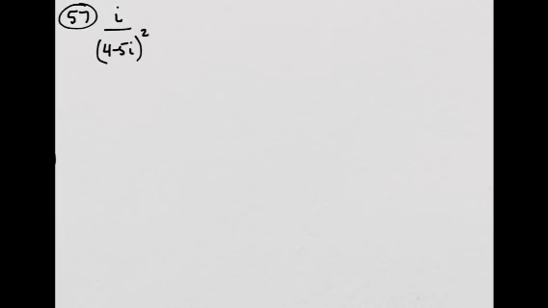So 57, before I can look for the conjugate of the denominator, I've got to simplify that denominator. So this is going to be i over 16. Now 4 times 5 is 20. You double, you get 40. And then negative 5i squared is, when you square it, you get 25i squared. So remember, this is negative 25. So then that gives me 16 minus 25, negative 9, minus 40i.